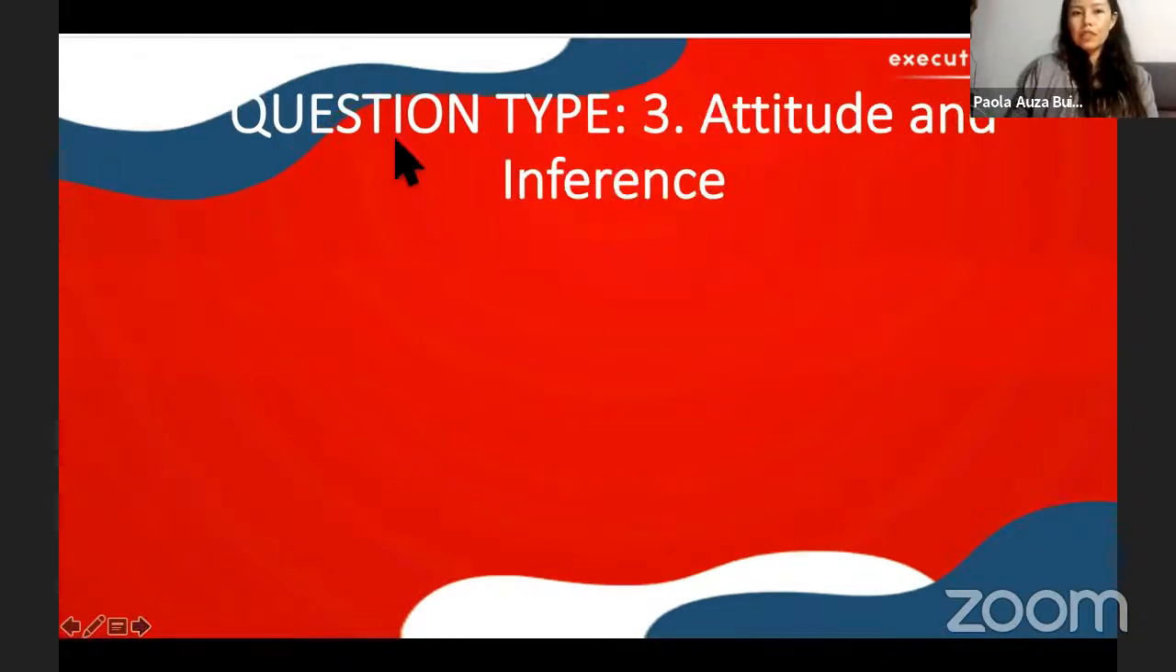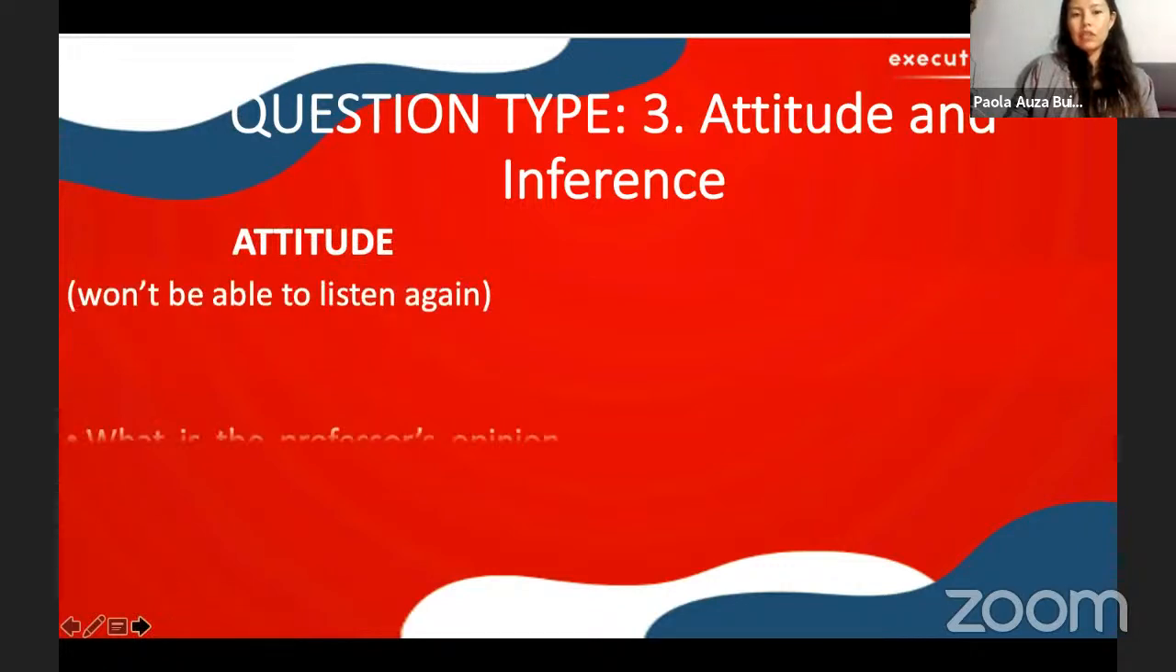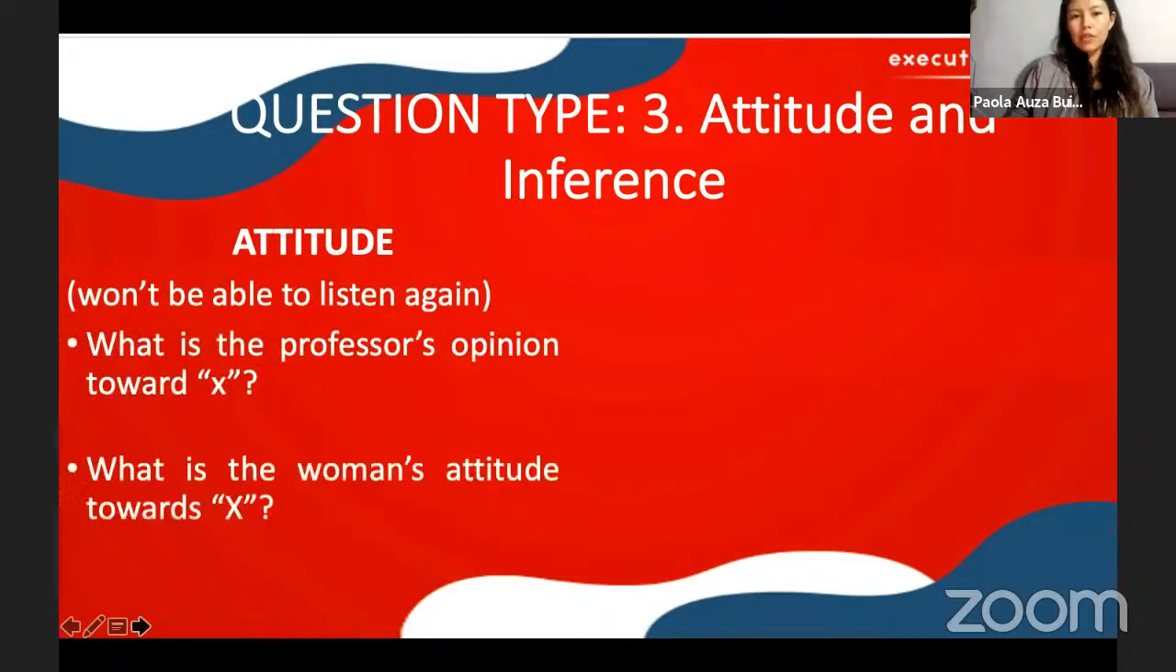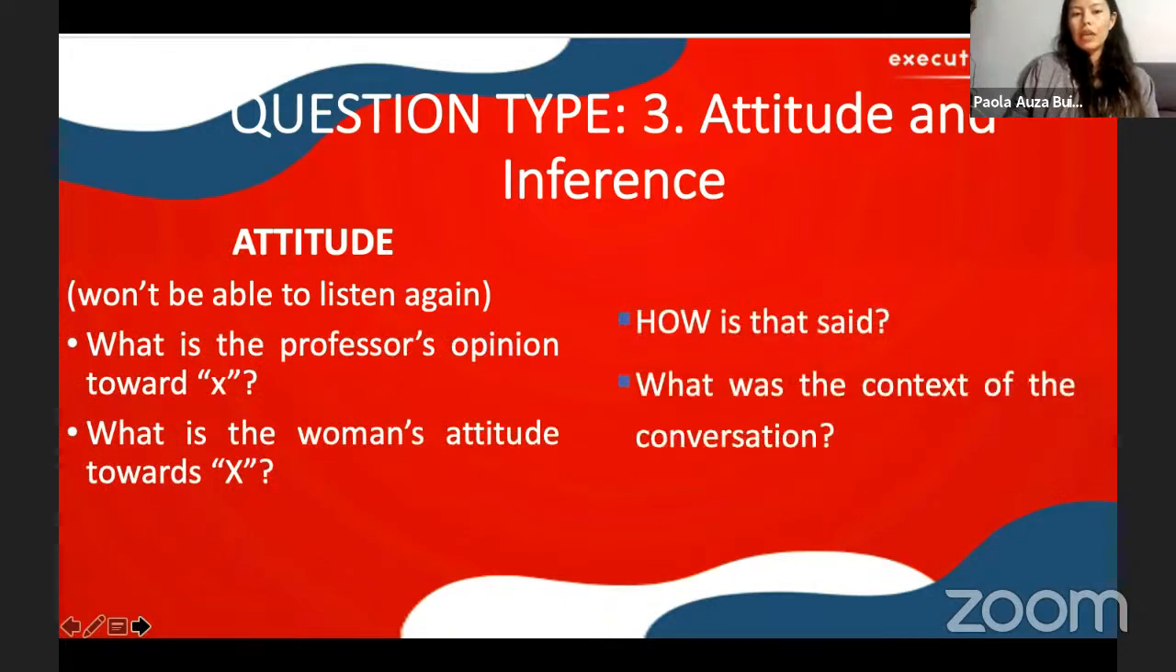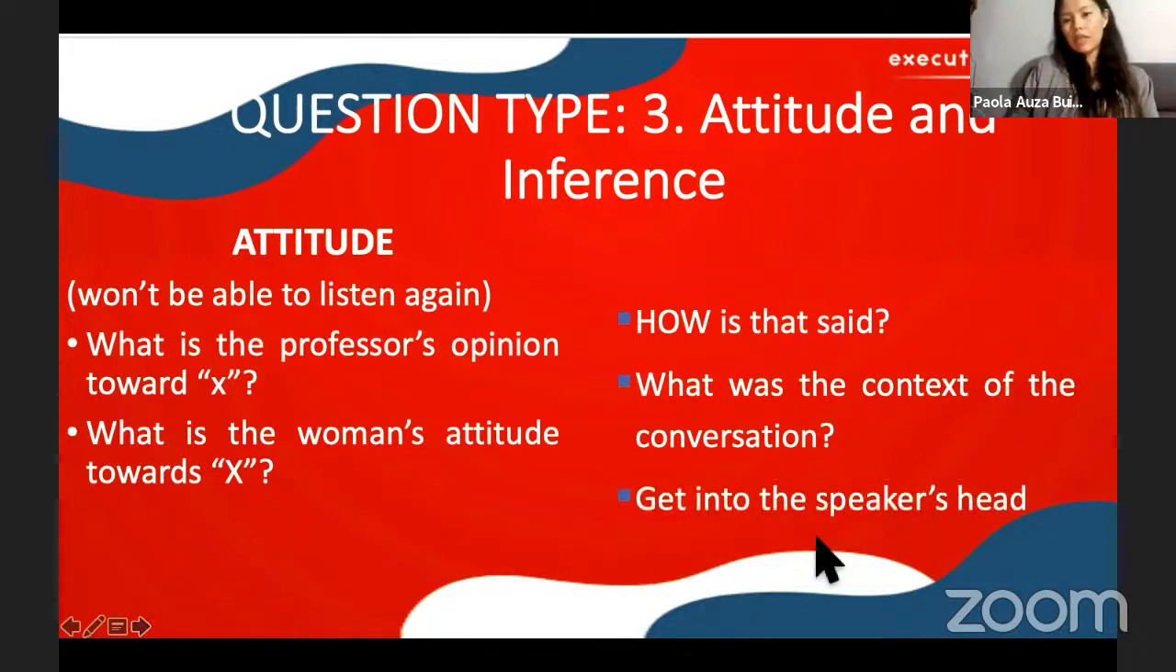Okay, the next type of question is attitude and inference. They mostly are going to be about this. In this type of question, we have to understand what is being said. So we have to pay attention to all the audio. And basically here we have to pay attention to how the person is speaking about the topic, or what the context of the conversation is. The question is going to go towards the attitude of the speaker. So we're not going to find the answer in our notes, okay? So basically we have to kind of get into the speaker's head.